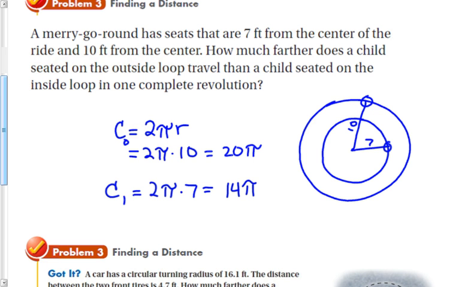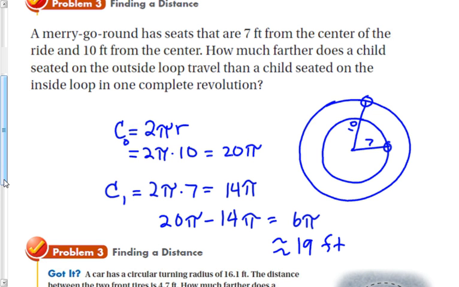And it says how much further. We're just going to subtract those two. If we left them in terms of pi, if we needed an exact answer, we would just do 20 minus 14 times pi, which is 6 pi. If we need an approximate, use our calculator, and we get about 19 feet. All right, you try that.